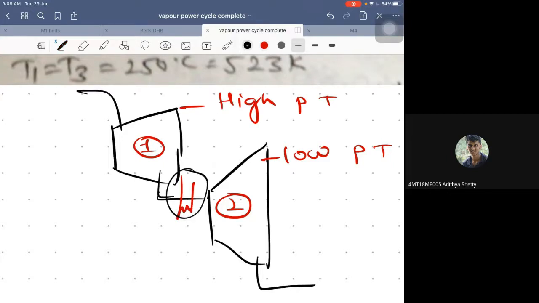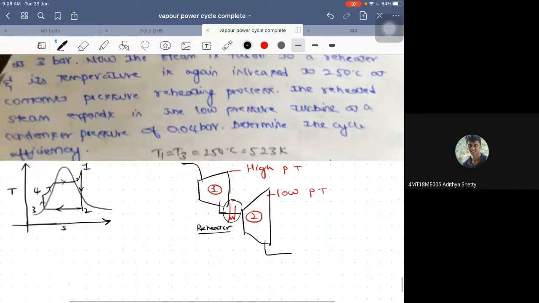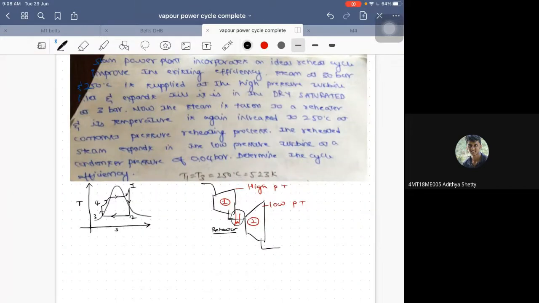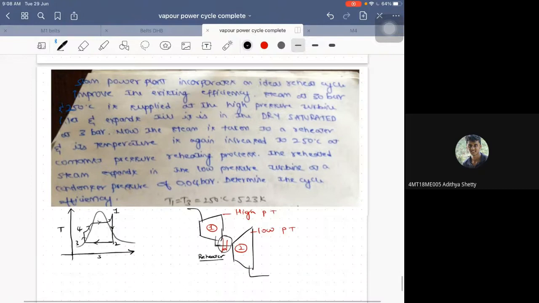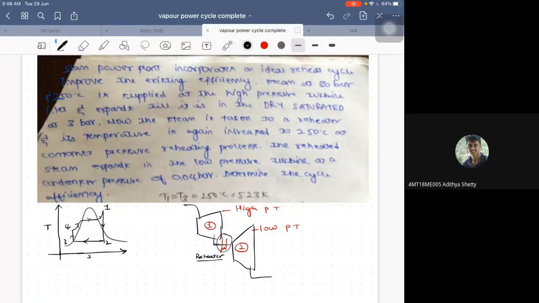What is this component which is introduced between the high pressure and low pressure turbines? Reheater. Exactly. That particular thing is known as the reheater. So this is what a reheating Rankine cycle is all about. So what necessary changes do I have to make in my TS diagram for this particular condition? Will 4 to 1 change?